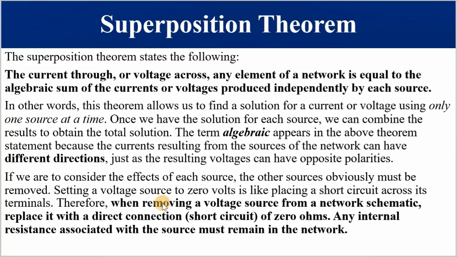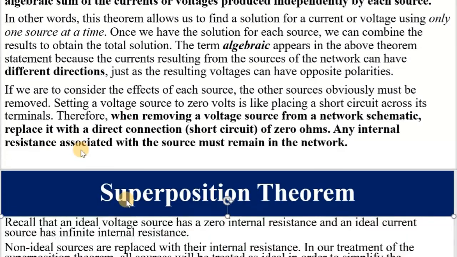Hence the statement: when removing a voltage source from the circuit diagram, we replace it with a short circuit, and a short circuit has 0 ohms. And if there is any internal resistance, it must be left, or it must remain in the particular network. So guys, you must be able to state this, and also to know what steps you take when you want to consider each source's effects.